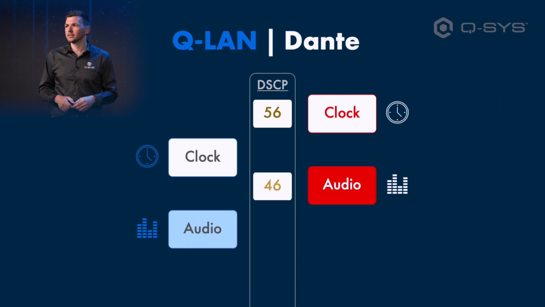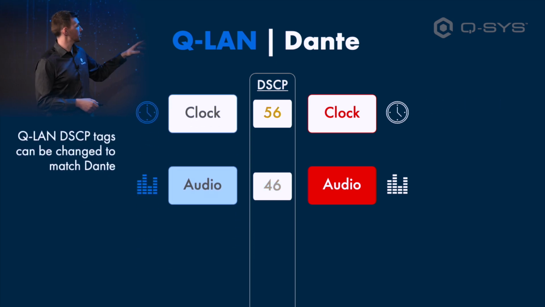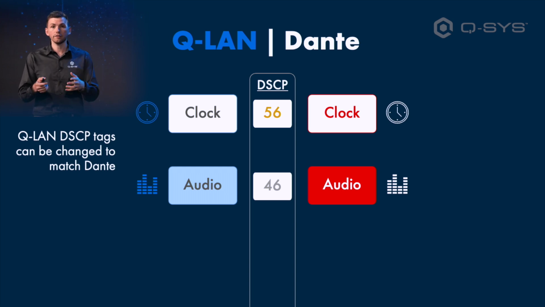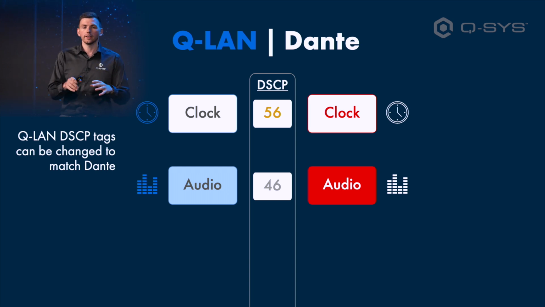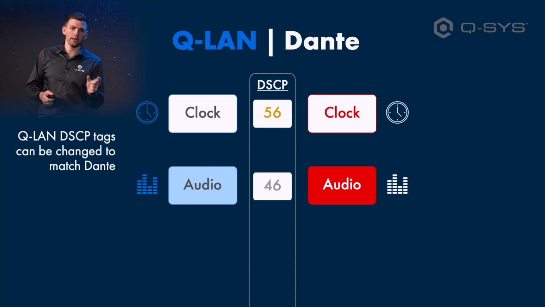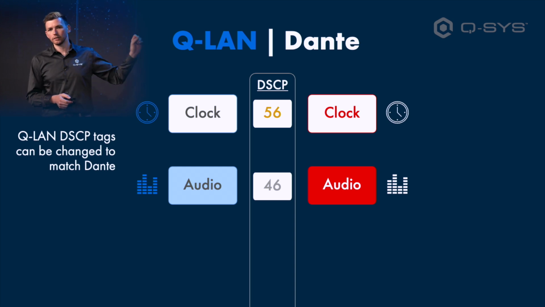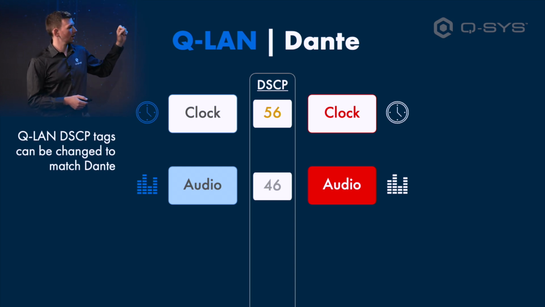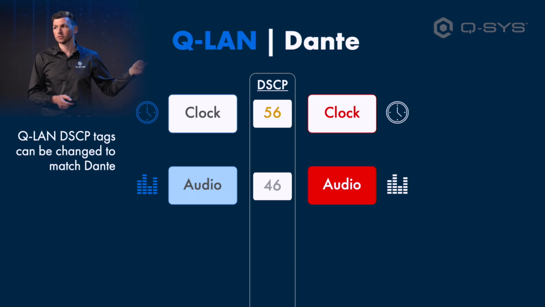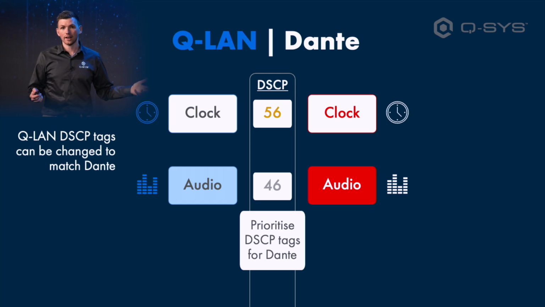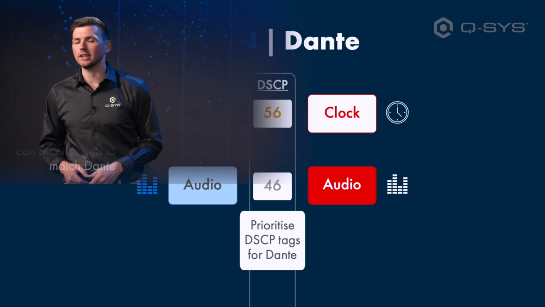Now, the good thing about this is we can easily fix it, because you can actually change the DSCP tags that we attach to our Q-SYS packets to match what you have in Dante. The AV team can simply set for every Q-SYS core that all the devices in that system use the Ordinate Quality of Service preset, and then just like the Dante clock and audio, which are tagged with 56 and 46, the Q-SYS clock and audio is tagged with 56 and 46. And then basically what you do on the network, you prioritize your network for Dante, and Q-SYS just fits right alongside that. Okay, so easy to work around, but definitely something that we need to be aware of.